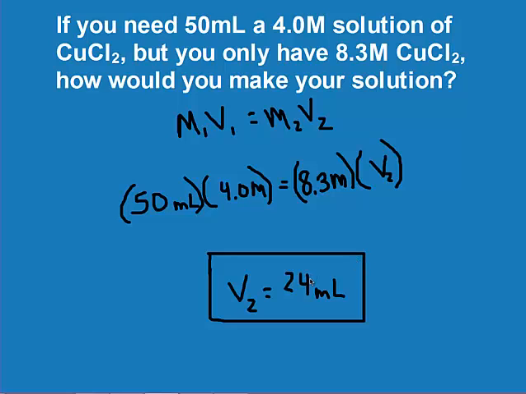So we would use 24 milliliters of 8.3 molar copper 2 chloride solution and then 26 milliliters of water to have a final volume of 50 milliliters.